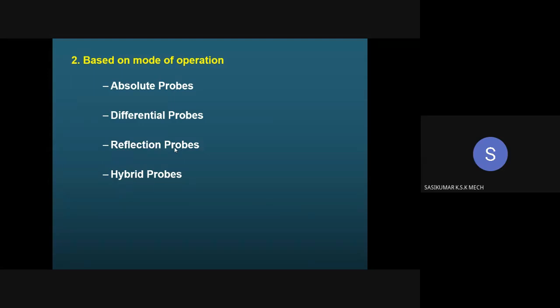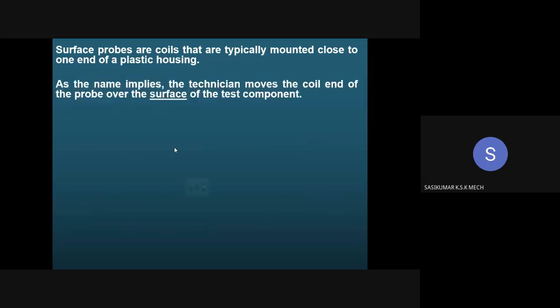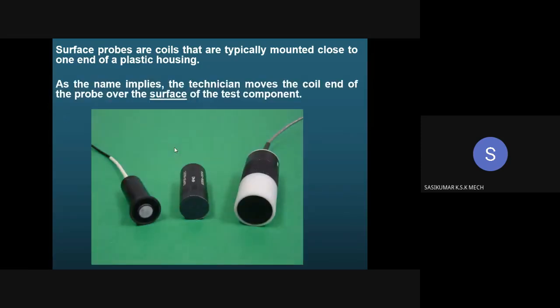Surface probes are generally coils that are mounted close to one end of a plastic housing. Here the coils are wound and attached to one end of the plastic. As the name tells, the technician moves the coil end of the probe over the surface of the component. The probe is placed onto the surface to be tested and moved to detect changes in the magnetic flux.